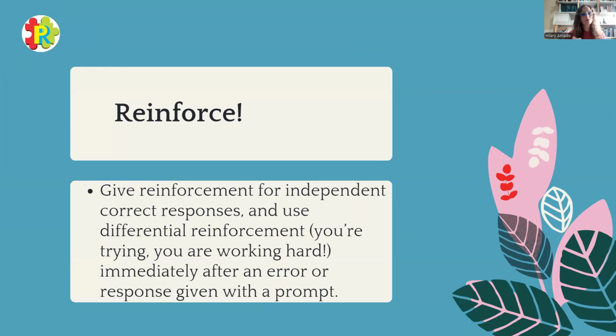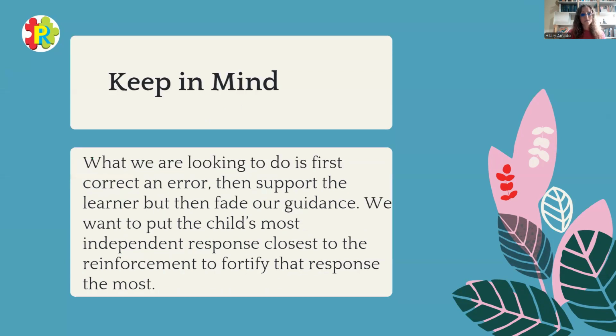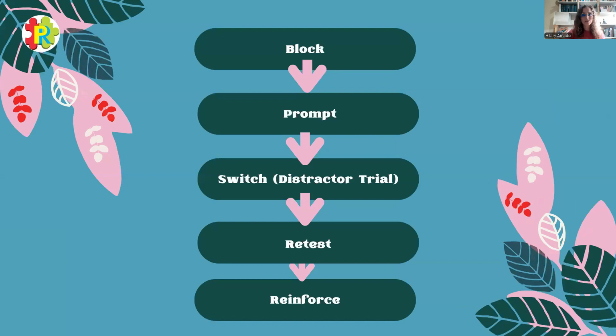Say things like, "You're trying, you're working hard," immediately after an error or a response given with a prompt. Keep in mind, what we are looking to do is to first correct an error, then support the learner, but then fade out our guidance. We want to put the child's most independent response closest to the reinforcement to fortify that response the most. So again, that procedure is block the incorrect response, prompt the correct response, switch, do a couple distractor trials, retest that response, and then reinforce.